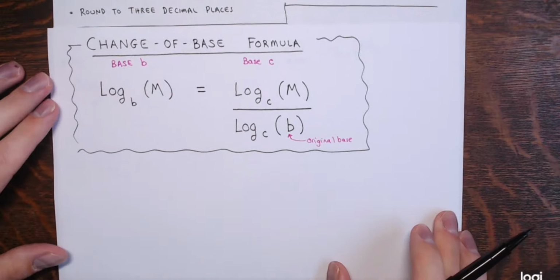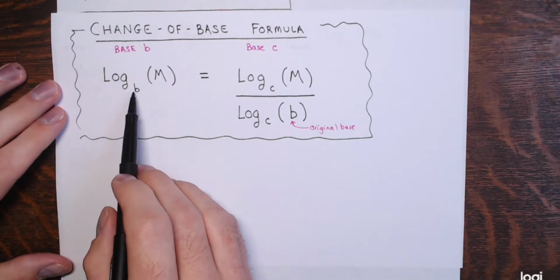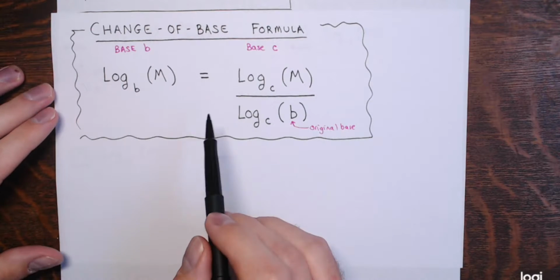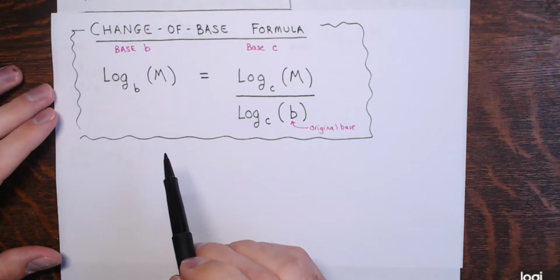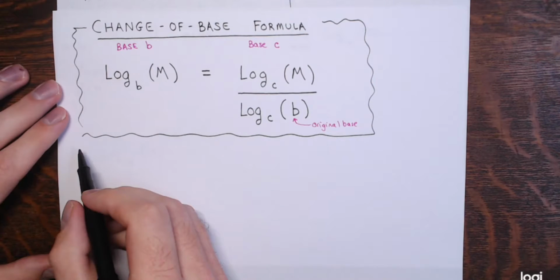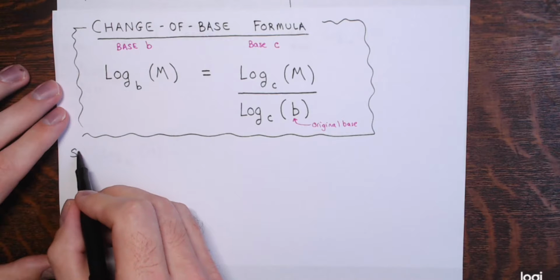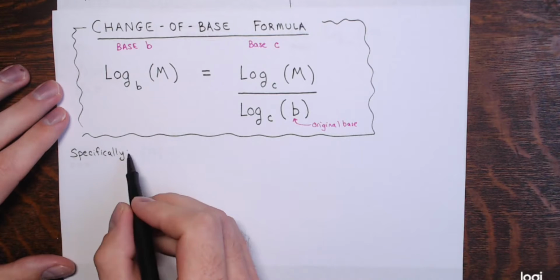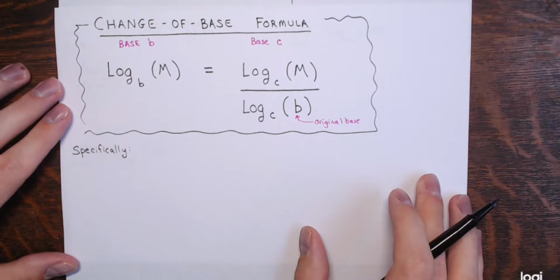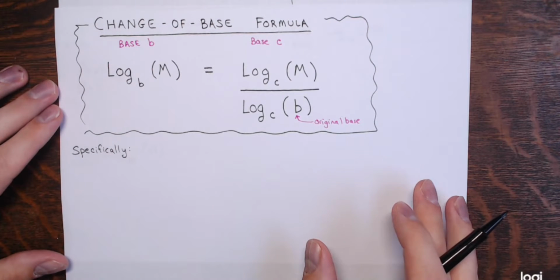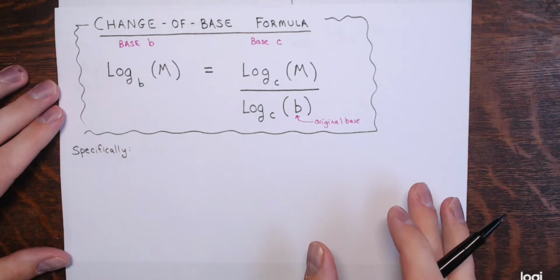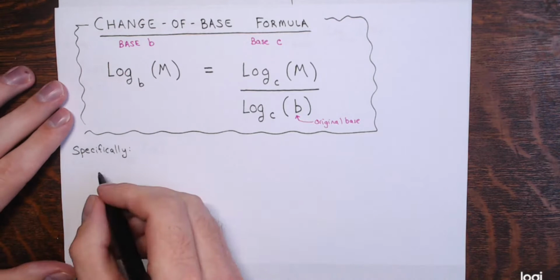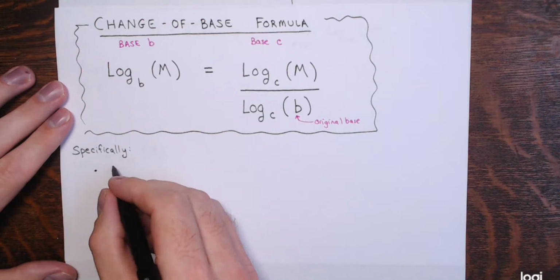Alright, and usually it's specifically used to change things with a base of b into base 10 or base e, right? The common logarithm or natural logarithm, right? So specifically it's used very often this way, so that you can use a calculator, since most calculators have a log base 10 button or a log base e, the natural log ln, button. So usually it's used this way.